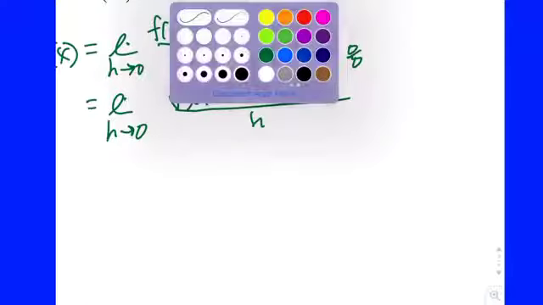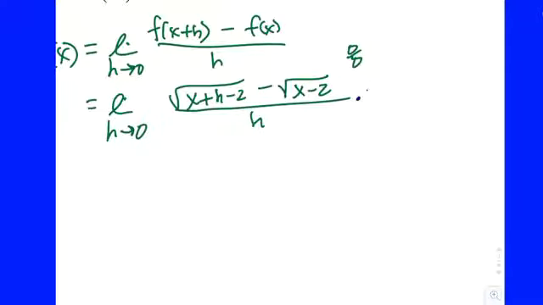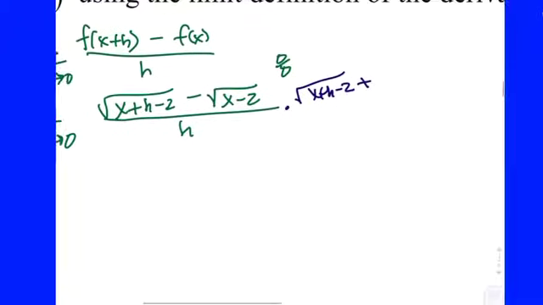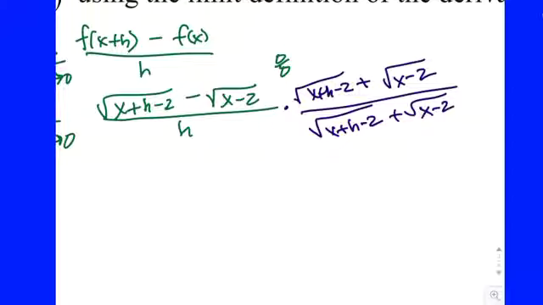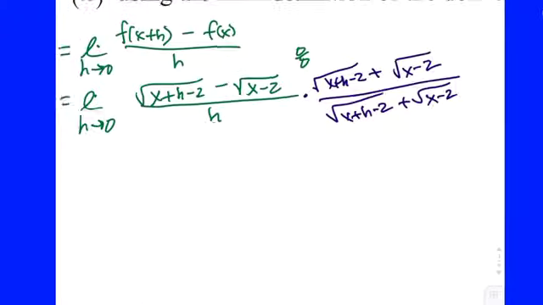We have a method: multiply by the conjugate. So that's the square root of x plus h minus 2 plus the square root of x minus 2. Was this on the worksheet? I don't know. Maybe it was. But because we've practiced evaluating limits now, that is not going to be the obstacle to getting the correct answer. Or at least that was my intention.